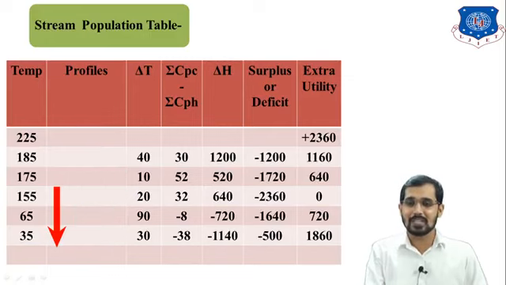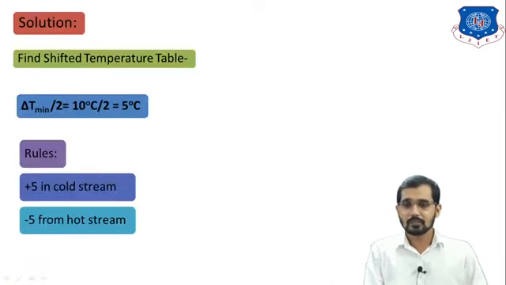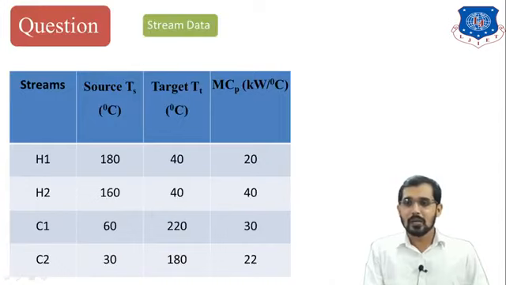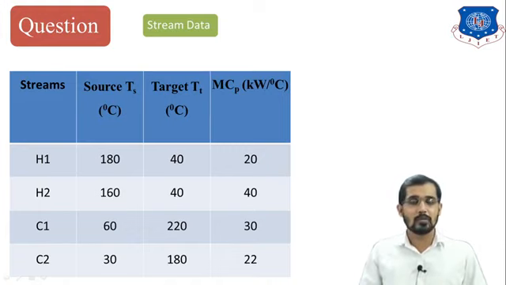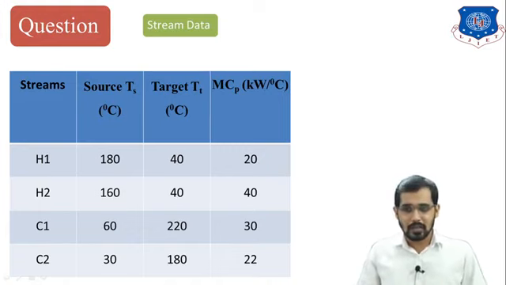You can see in the previous slide, that for C1 it is 30, meaning this is the mass flow rate for the C1 stream, that is 30, and for C2 this is 22. Now we have to use this data for the summation of CPC minus the summation of CPH: 20, 40, 30 and 22. We have to use this data. So be careful. For H1 I am going to use it directly, so see here carefully. For H1 that is 20, for H2 that is 40, for C1 that is 30, and lastly for C2 that is 22.